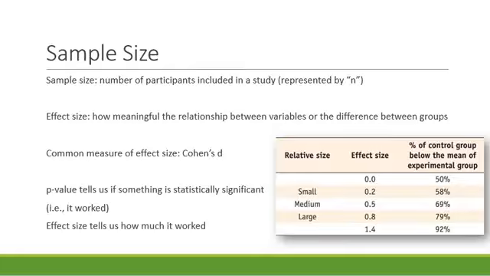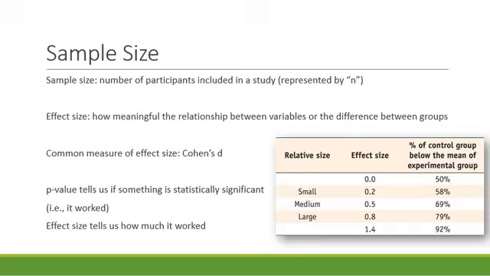Sample size. That's the number of participants included in a study, represented by N. Ideally, somebody would report that they did an a priori sample size estimation to determine how many subjects needed to be recruited in order to have the study meet statistical significance. There are other things that might be reported in the paper, such as an effect size. This is how meaningful the relationship between variables or the difference between groups was. A common measure of effect size is the Cohen's d.